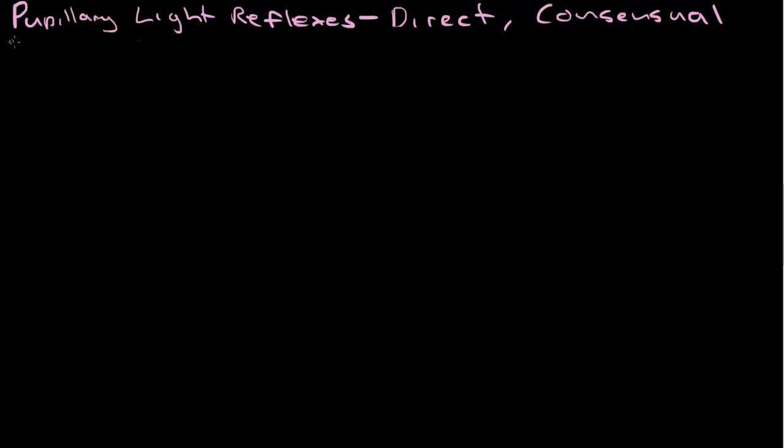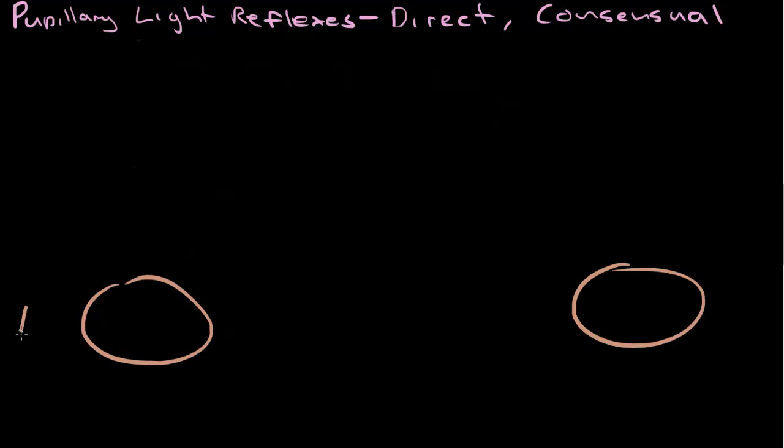Alright, I'm now going to be very energetically speaking about the pupillary light reflexes, direct and consensual. I want to try and get through this nice and fast. So where to begin? We start with the eyes. This can be the right eye here, and this can be the left eye. Now, where does it all begin? How does the reflex begin?